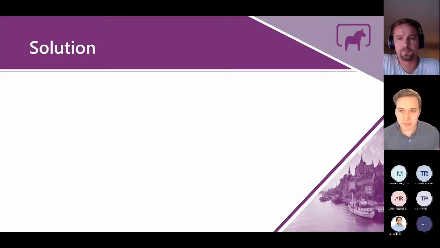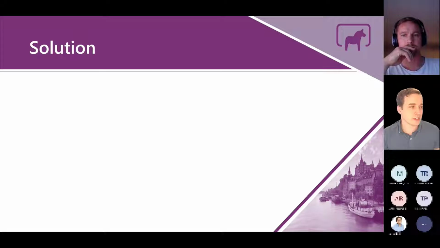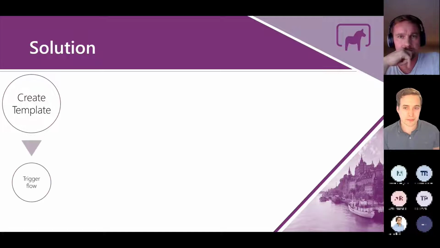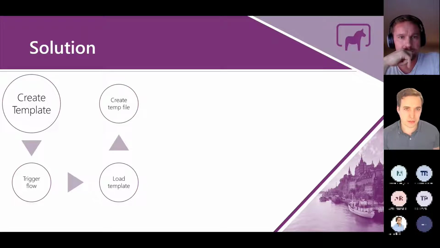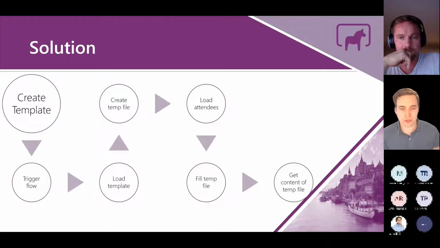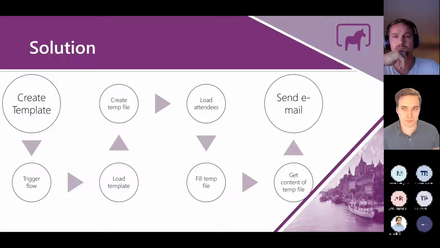So what is the overall solution? I have created a template file. We will take a look at that one. And then we trigger a flow, which takes the template file, creates a temp file with the content of the template file, and loads all the attendees from Dataverse, writes them into our temp file, gets the content of the temp file, and then sends it per email to the responsible person.